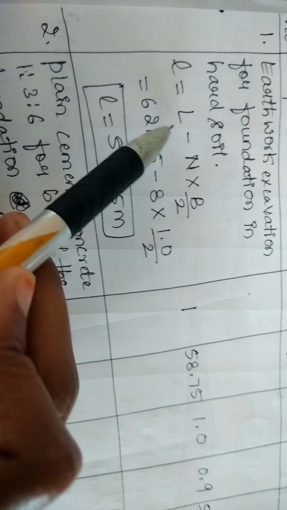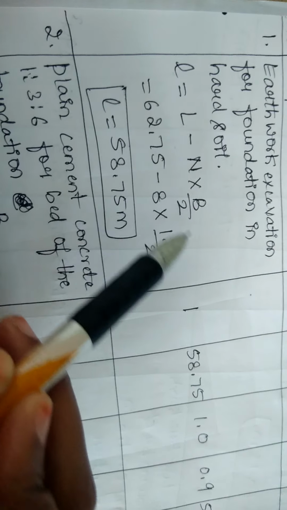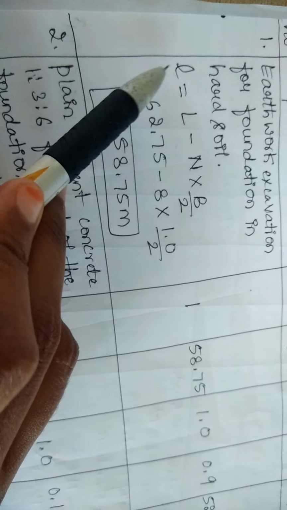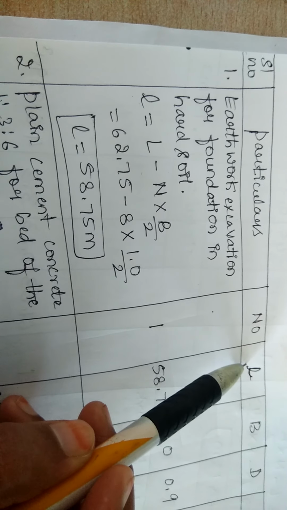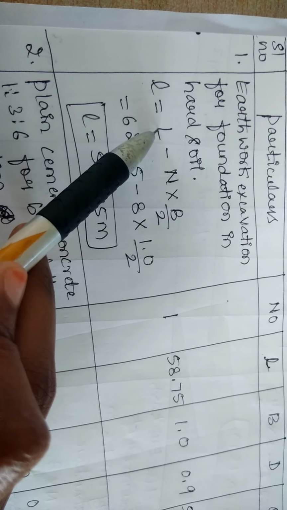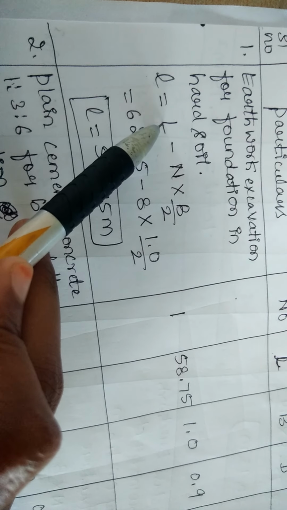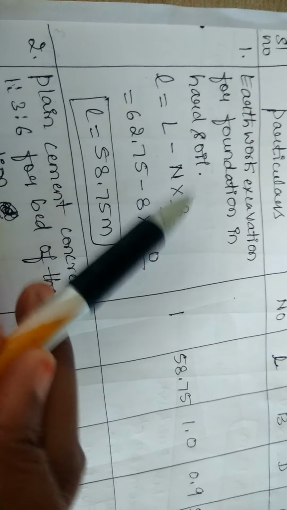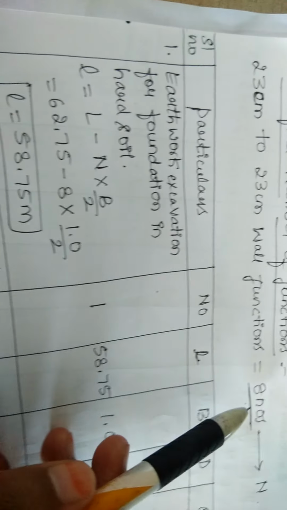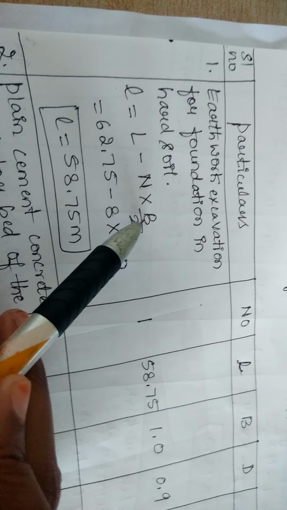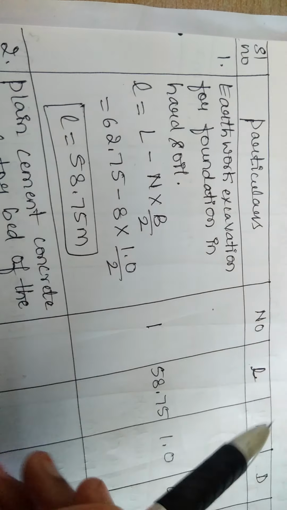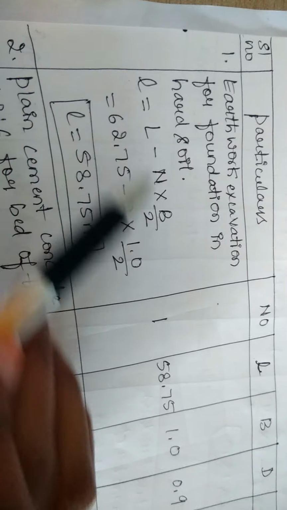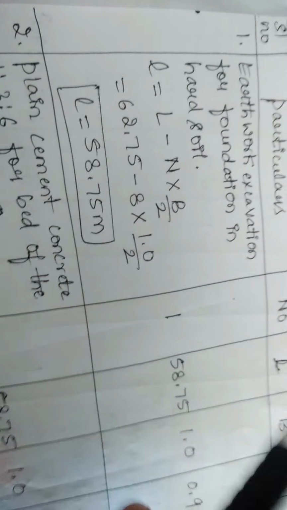So to find the new length, the formula is small l is equal to capital L minus n into b by 2, where small l represents the length of that particular item and capital L represents the total center to center length of the whole building, and n represents the number of junctions, and b represents the width of that particular item of work. So all these are some of the notations which are coming under the formula.